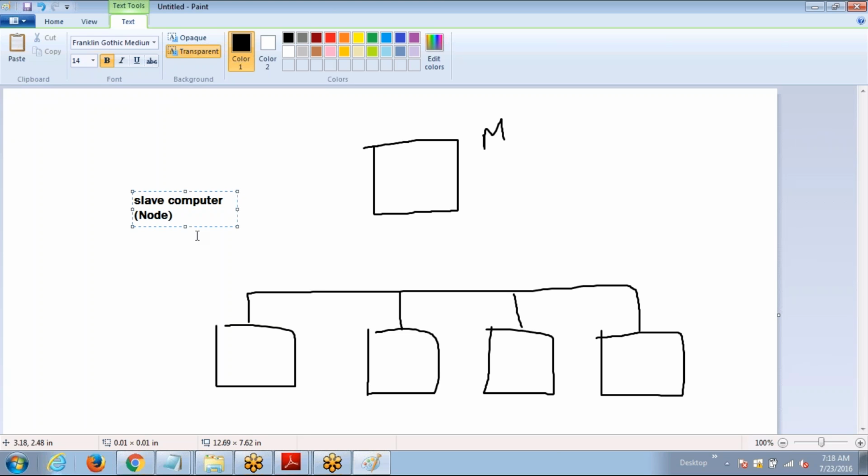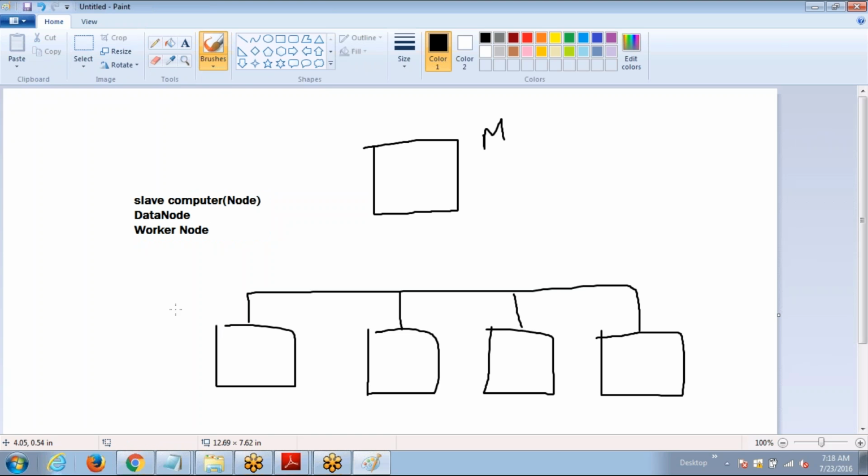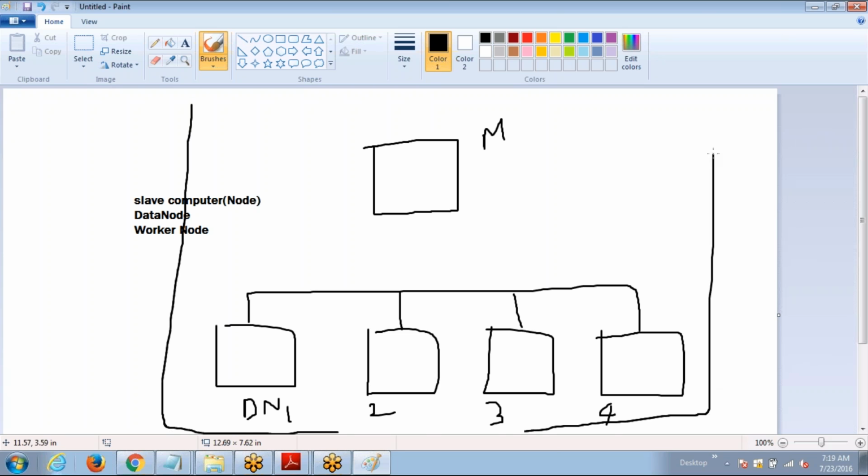You have to understand a node is a computer in our computer language. We call a slave computer a data node, a work computer, a work node, or a worker node. These names all refer to the same thing. They refer to data node 1, data node 2, data node 3, data node 4, and here is the master one. This is what a Hadoop cluster is.